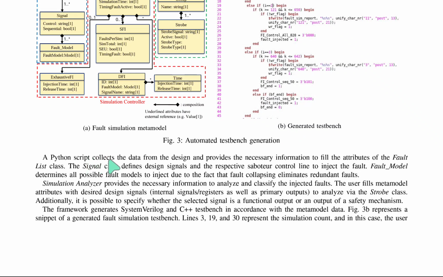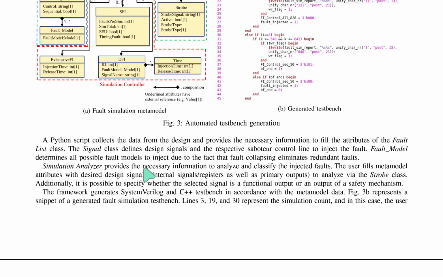A Python script collects the data from the design and provides the necessary information to fill the attributes of the fault list class. The signal class defines the design signals and the respective saboteur control line to inject faults. The fault model defines all possible fault models to inject, due to the fact the fault collapse eliminates redundant faults. The simulation analyzer provides the necessary information to analyze and classify the injected faults.